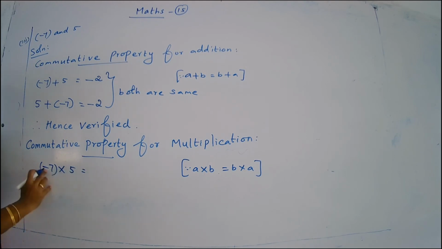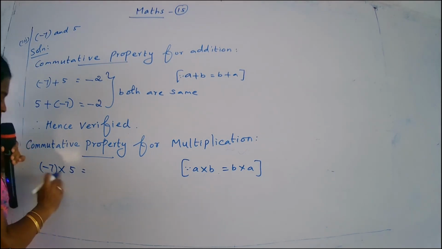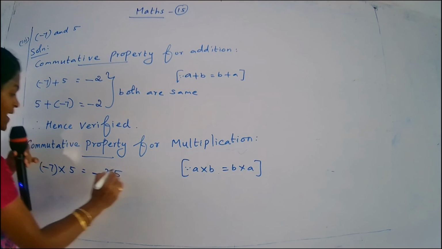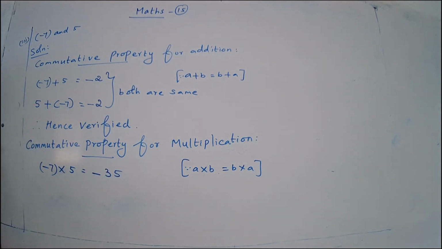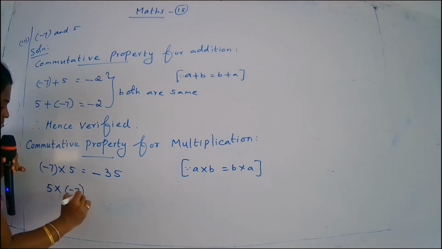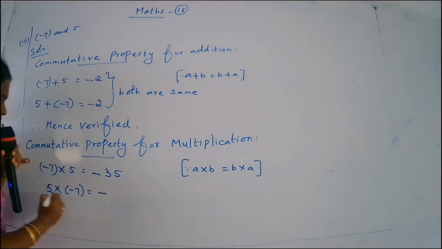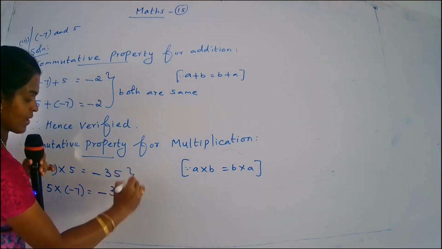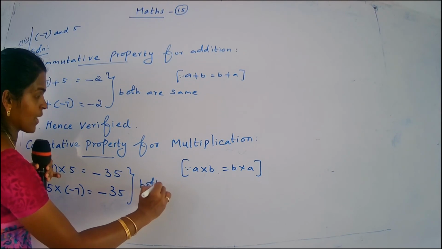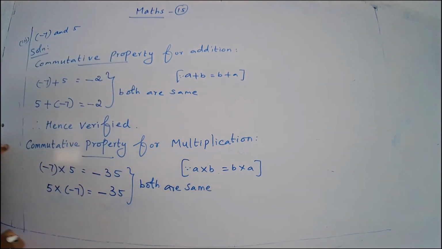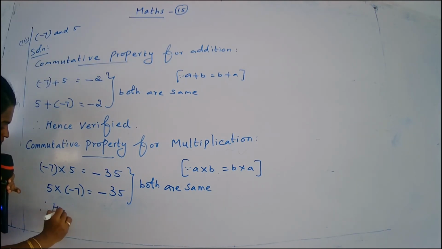What's the value? Minus into plus is minus, 7 fives are 35. So your answer is minus 35. Now you change the order. That means 5 into minus 7. Plus into minus is minus, 5 sevens are 35. Here also the answers are same. Both are same. So commutative property is true for multiplication. Hence verified.